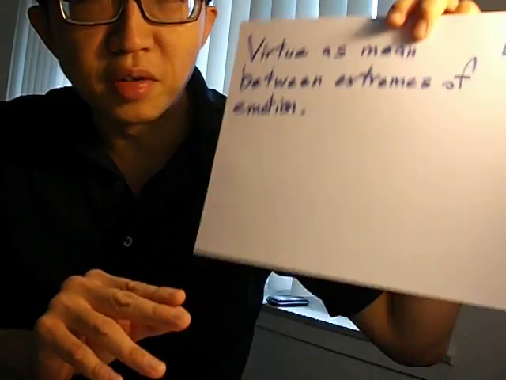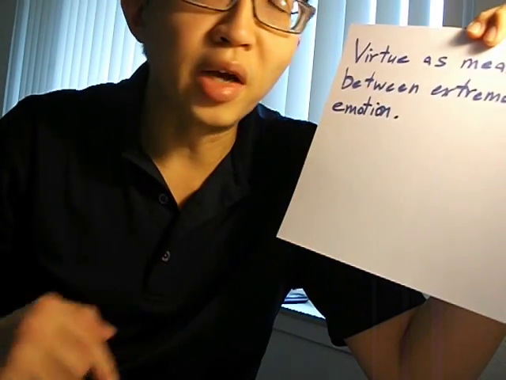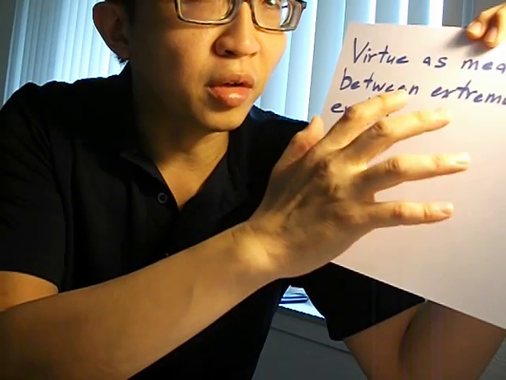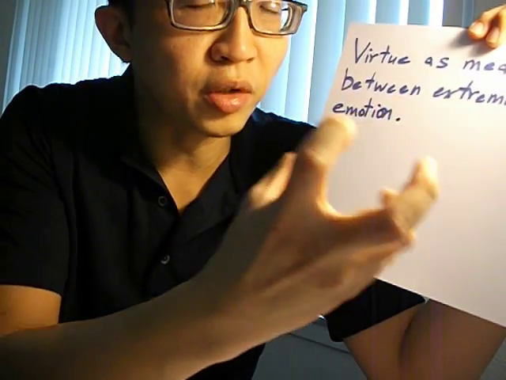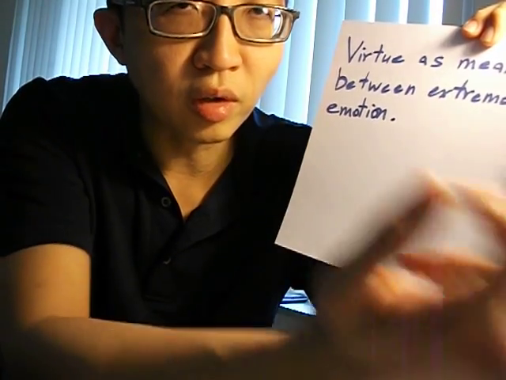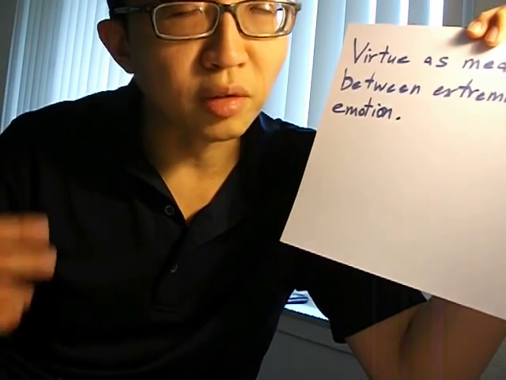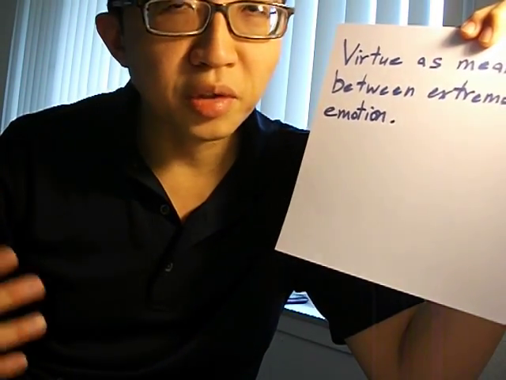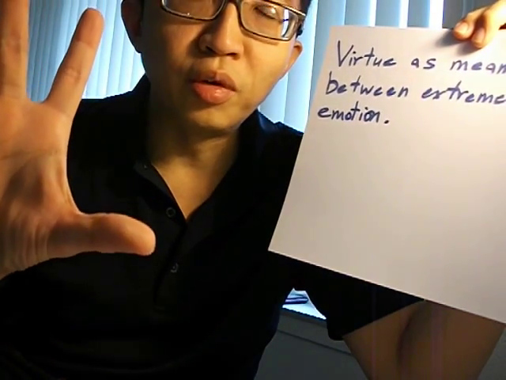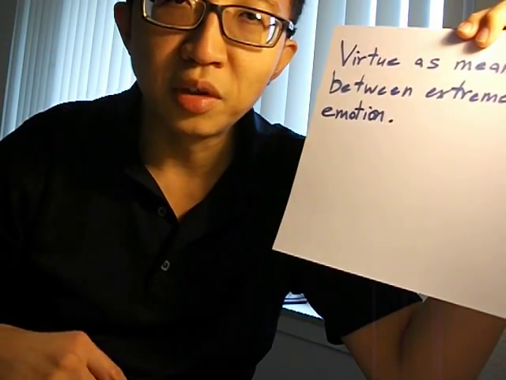Now Aristotle provides us with a clue here. He says that virtue is a mean between extremes of emotion. So to be virtuous is to train yourself to not react too much in one direction or another when you are in a difficult situation. Now let's take one example. Let's take the example of courage. So in order to be courageous, you must be able to not have too much fear or too little fear in a dangerous situation.